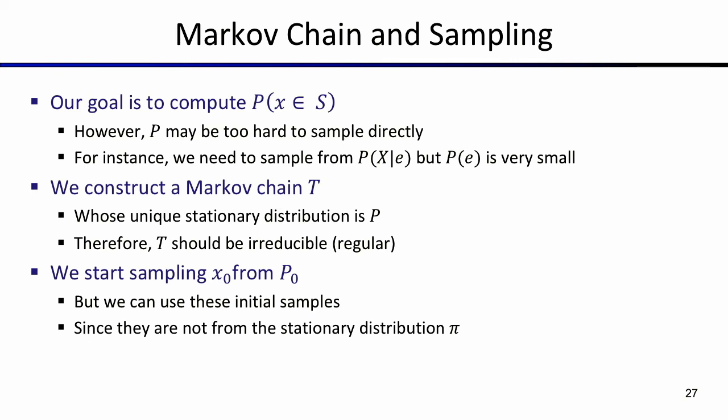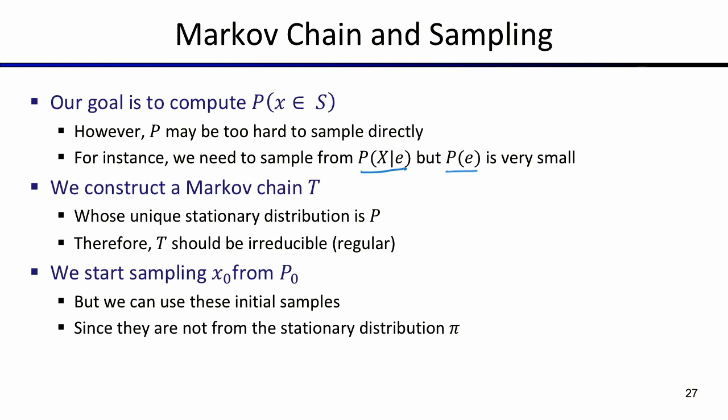So this is the summary. We want to compute a certain query, a certain probability for variables x. However, the probability distribution P may be too hard for us to sample directly. One case that happens is when we want to sample from x given some evidence E, but E is very small. So we're going to reject several samples, or we're going to do the likelihood weighting and we will come out with very small weights. So what we're going to do is something different.